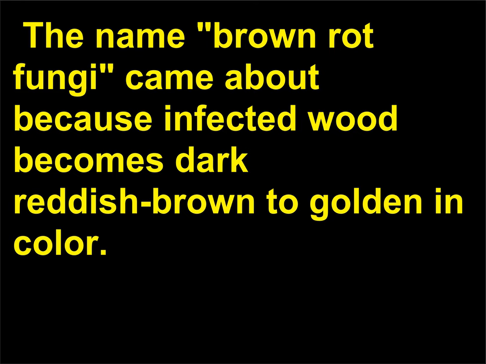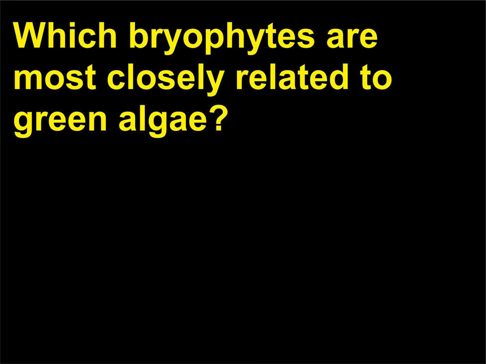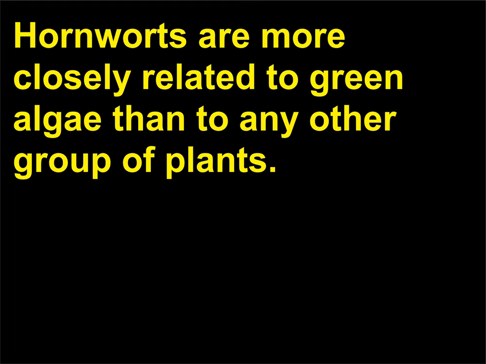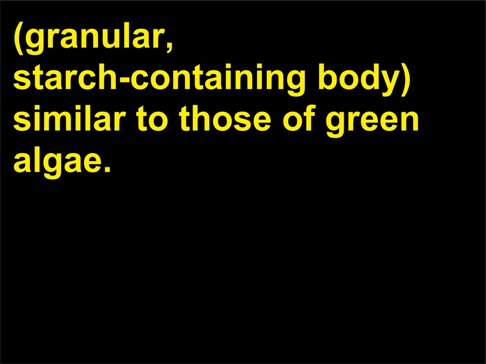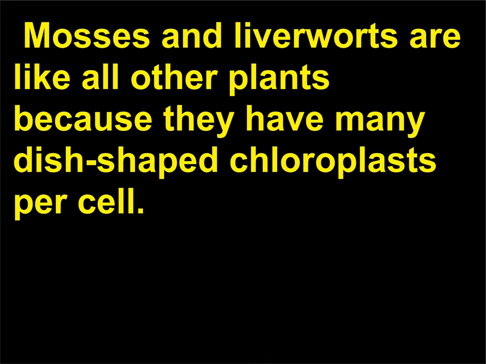Which bryophytes are most closely related to green algae? Hornworts are more closely related to green algae than to any other group of plants. Hornwort cells usually have a single, large chloroplast with a pyrenoid, granular, starch-containing body, similar to those of green algae. Mosses and liverworts are like all other plants because they have many dish-shaped chloroplasts per cell.